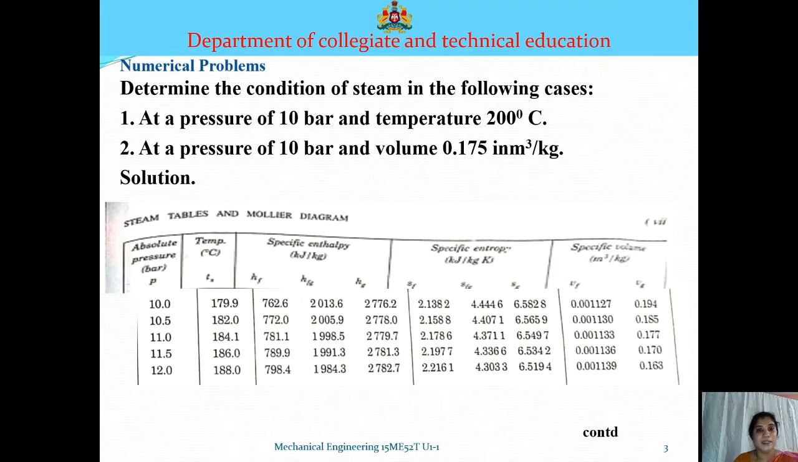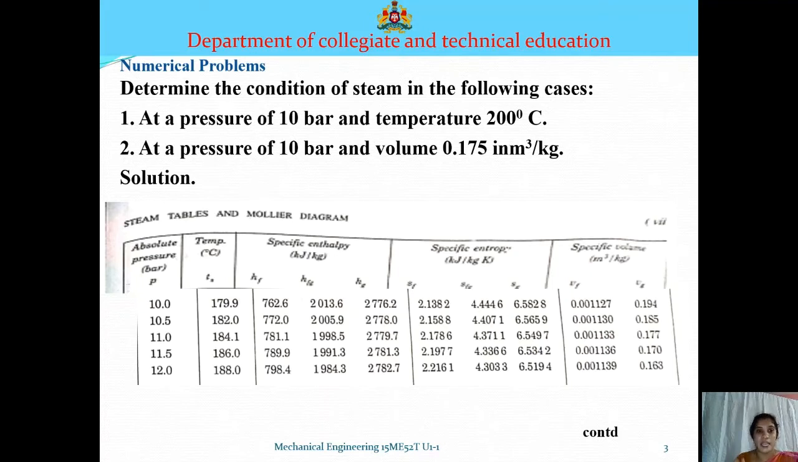Determine the condition of steam in the following cases. So what have they asked? They have asked us to find out the condition of steam. What do you mean by that? If you recall the problem in the previous session, that is session 3, they had asked us to find out the quantity of heat. The quantity of heat was referred to as enthalpy. But the condition of steam refers to whether steam is wet, dry or superheated. That is the meaning of condition of steam.